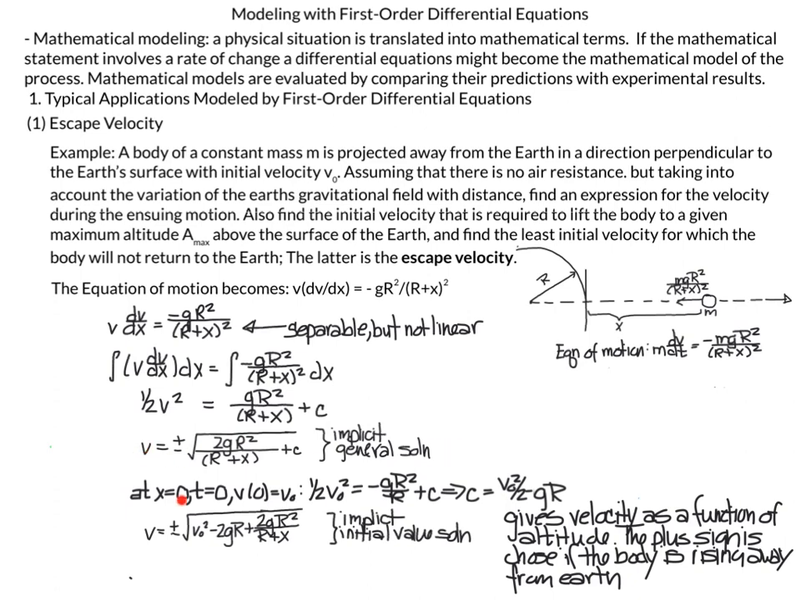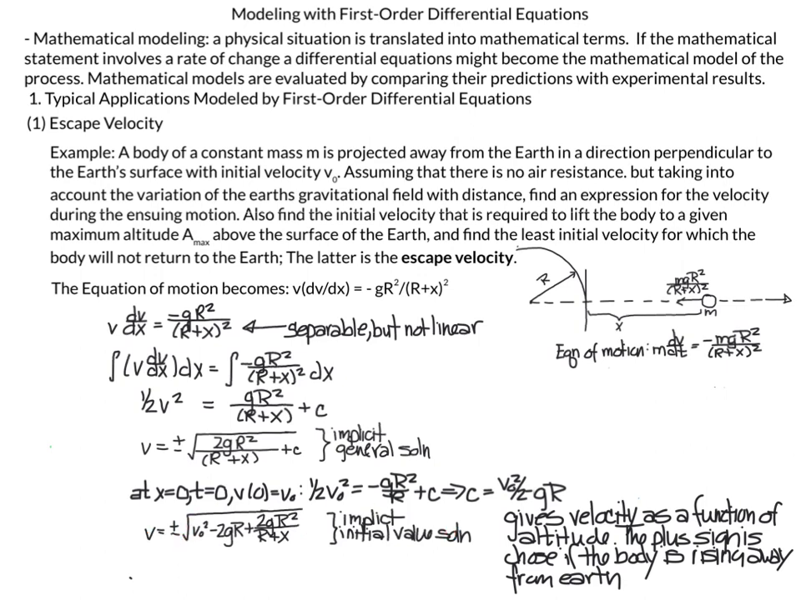Looking at the initial value at x equals 0, t equals 0, and v at t equals 0 is equal to v naught. So plugging in v naught for v and 0 for x, I get v naught squared is equal to g r squared over r. And then also, if I divide this by 2, I get 1/2 v naught squared is equal to minus g r squared over r plus c, which tells me that c is equal to v naught squared over 2 minus g r.